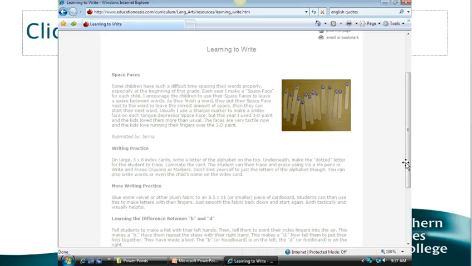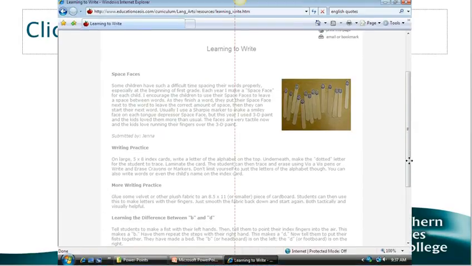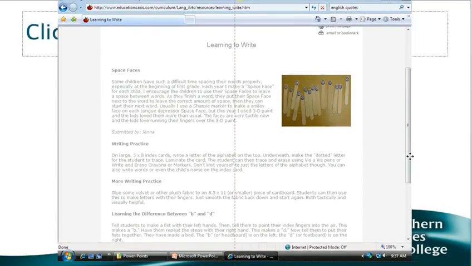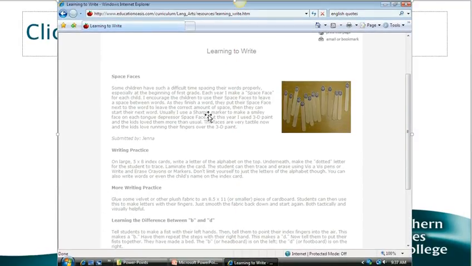I don't think I can move this down because it's a screen capture. Nope. Can't move it. Anyway, those are just some really cool writing activities that aren't in your textbook.